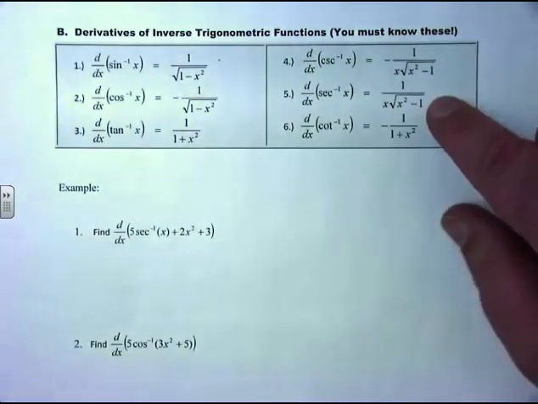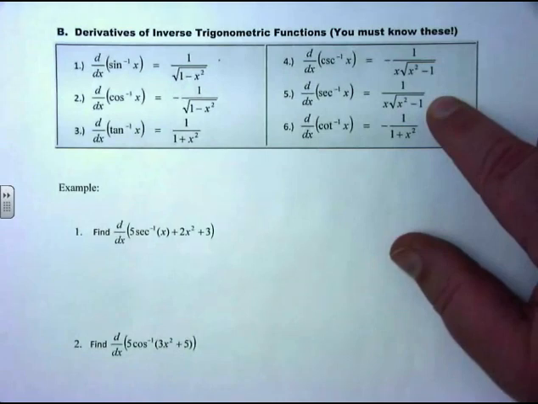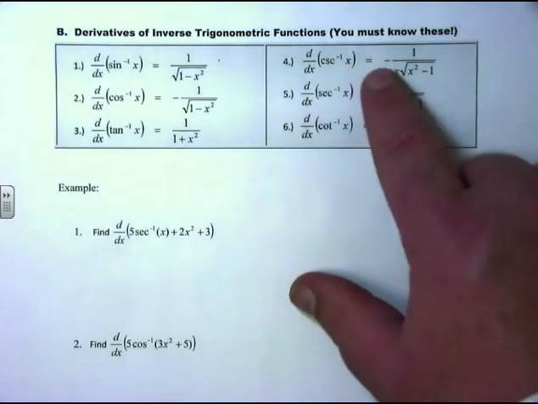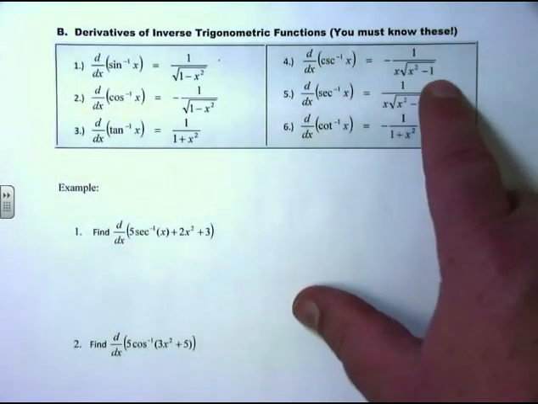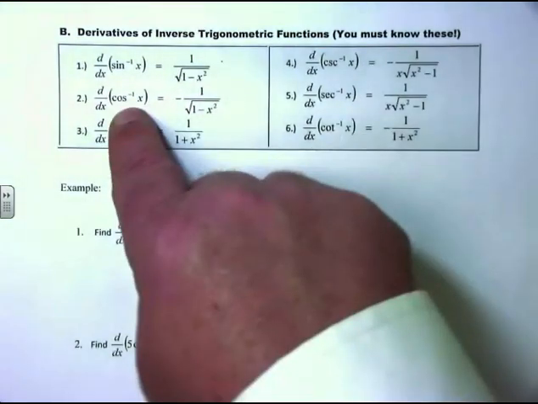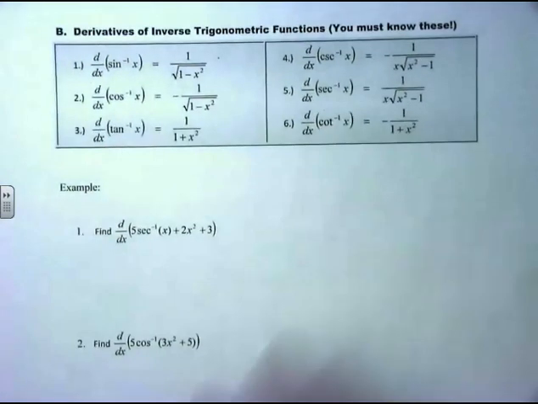Look over here. The derivative of the secant inverse of x is 1 over x times the square root of x squared minus 1. The derivative of the cosecant inverse of x, being a cofunction, is going to be negative 1 over x times the square root of x squared minus 1. Same function, but every time I take a derivative of a co, it's always negative. That's the pattern.